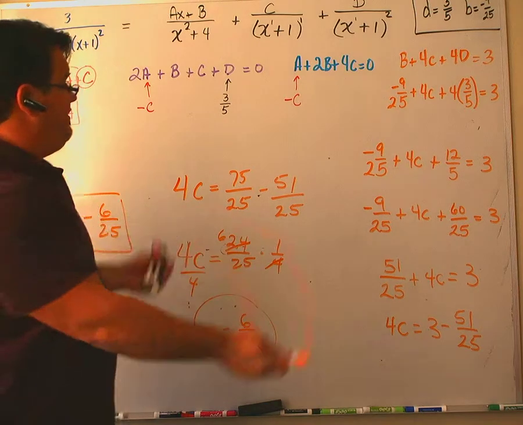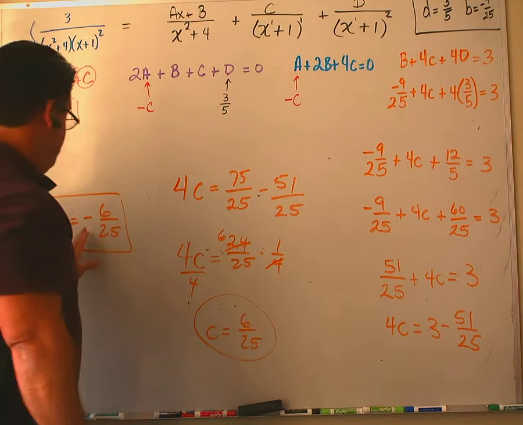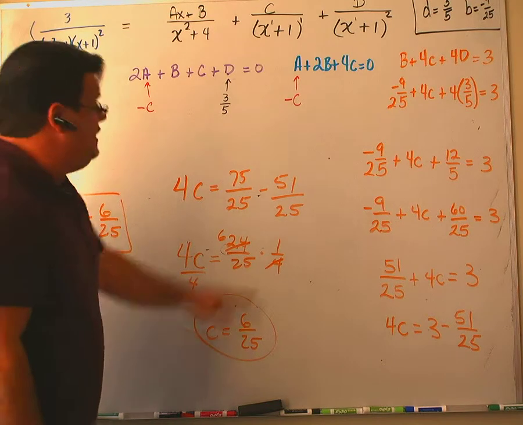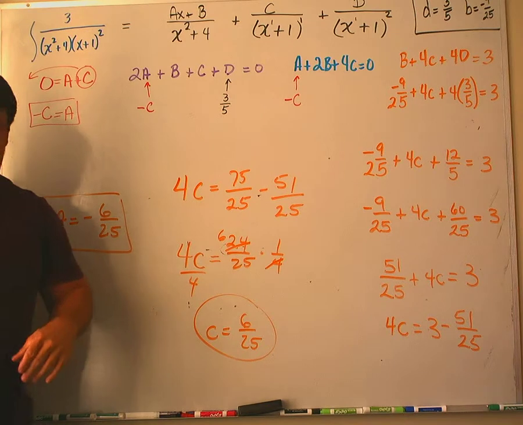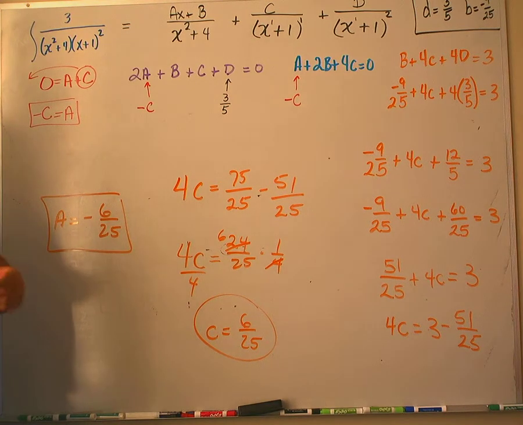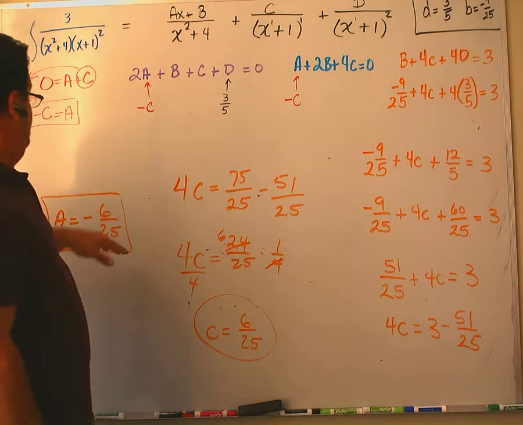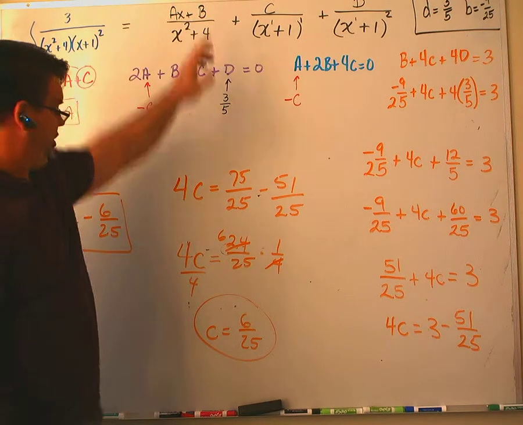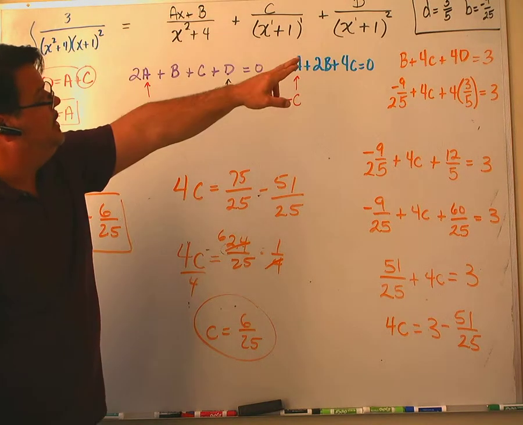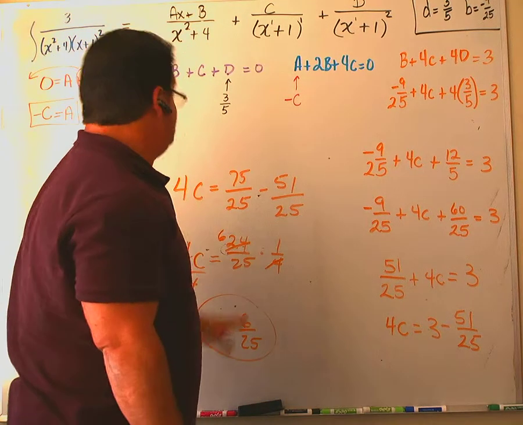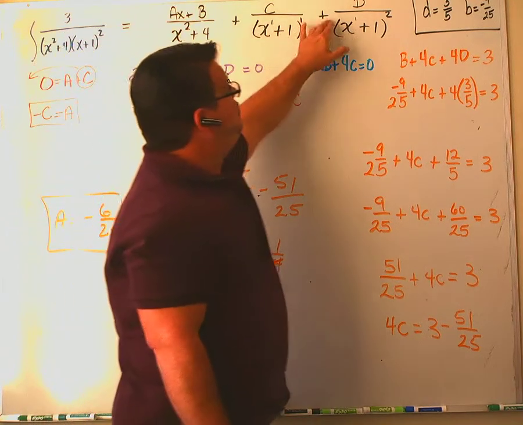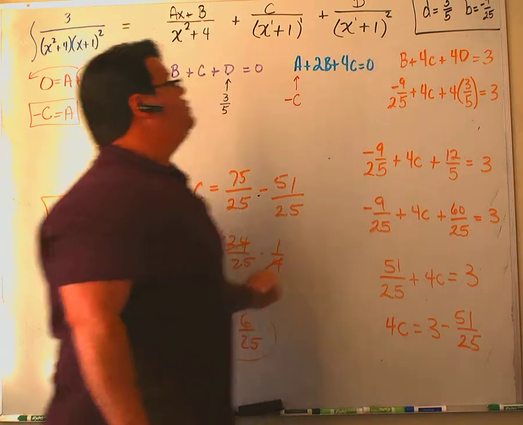Of course, you'll have to plug these back in. We have A, B, C, and D, and we just plug those back in, and then we'll be ready to integrate. In the following videos, we will learn how to integrate after we plug everything back in. So if you want to get technical, you have negative 6/25 x plus B, which is negative 9/25, plus C, which is 6/25, over x plus 1, plus 3/5 over x plus 1 quantity squared.